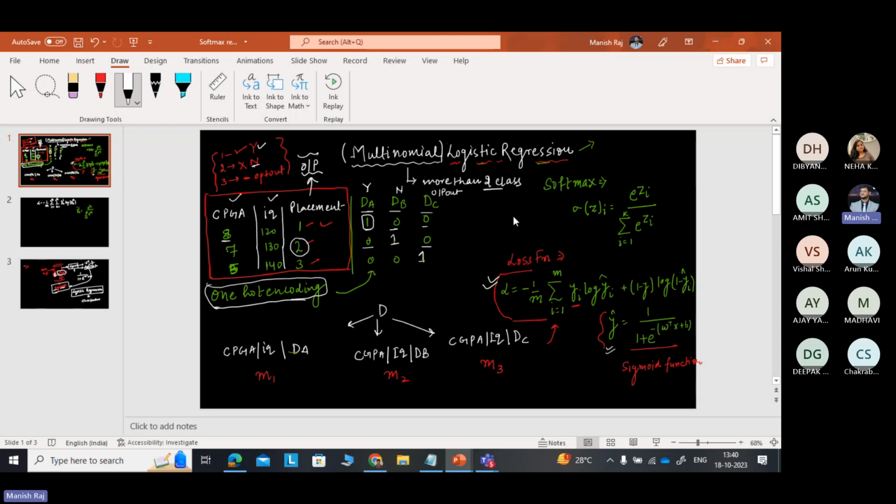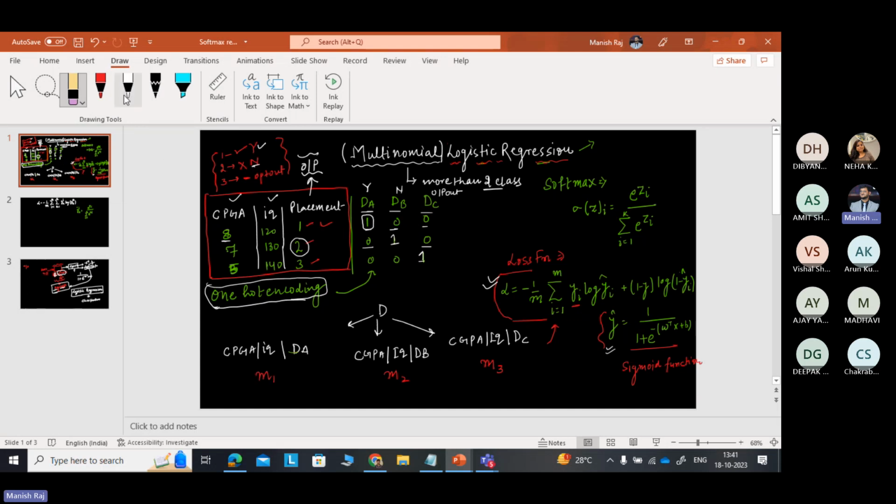You have already done this in the polynomial regression problem, but that time you did it at the input level, with x to the power 0, x to the power 1, x to the power 2. Now for multinomial logistic regression, you are doing the same work at the output level. Everyone is clear?